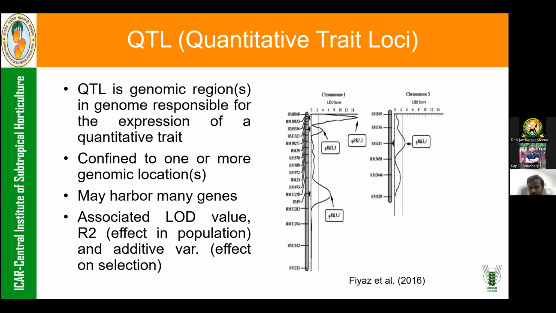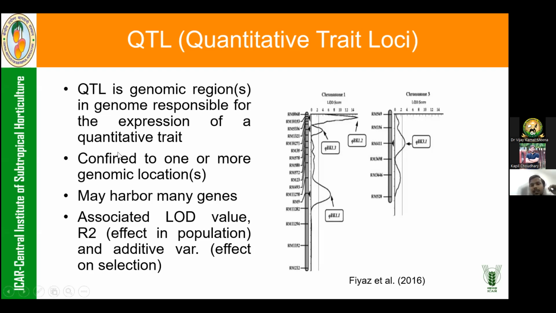So what is a quantitative trait locus? As we have seen, what are quantitative traits? There may be some factors which are responsible for the manifestation of those traits. By definition, the quantitative trait loci are the genomic regions in the genome which are responsible for the expression of the quantitative trait. These QTL regions may be defined to one location in the genome, or there may be many QTLs responsible for the trait of interest.